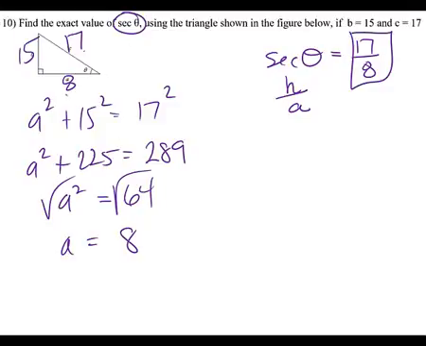And notice, that one was a triple, wasn't it? It is one you could have memorized. It isn't as common. Hopefully on the test, it's like a 5, 12, 13, or a 3, 4, 5, right? So you don't have to go through the Pythagorean theorem.